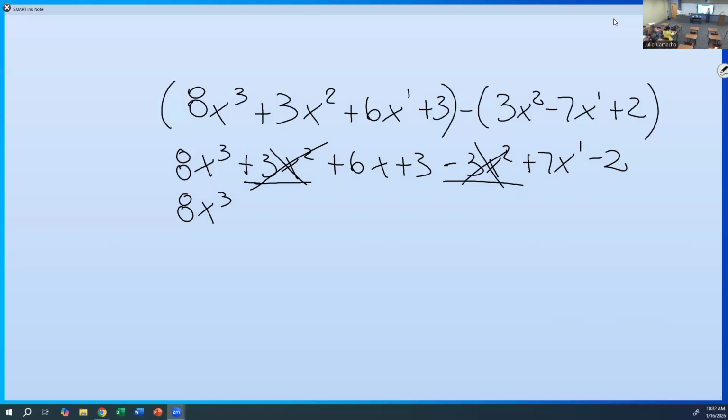So I go for my next one, both to the x to the 1 power. I have a positive 6x and a positive 7x to the 1 power. 7 plus 6 is 13, plus 13x to the 1 power. And then I already finished with these two. My last one is my constant, plus 3 minus 2. Again, who is greater, 3 or 2? 3. So the answer is positive because 3 has a positive sign. And you subtract 3 minus 2, which is 1. And that is your final answer because there are no more terms to combine. You stop there.